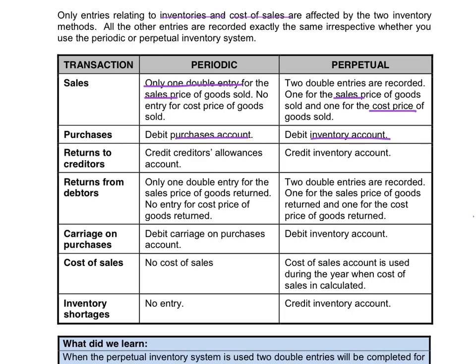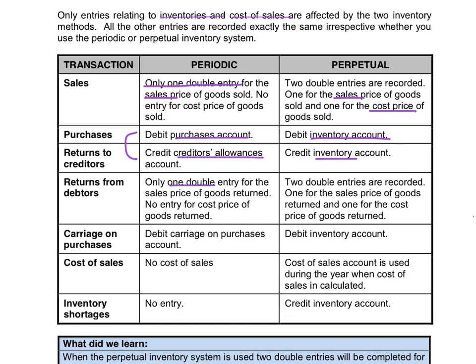Returns to creditors. In the periodic system, you can't return the goods crediting the inventory account, so you have to open a creditors allowances account to reduce the purchases, because purchases and creditors allowances actually form one account at the end of the financial year, when creditors allowances are transferred to the purchase account to determine what was the total expense for the year. In the perpetual system, you will credit the inventory account because you are reducing your asset for inventory. Return from debtors.